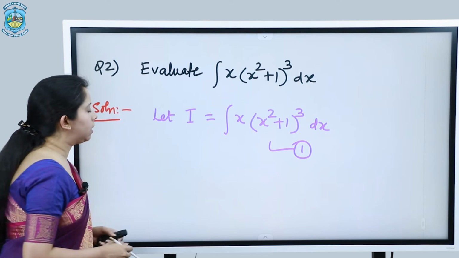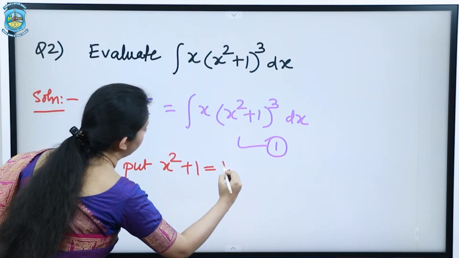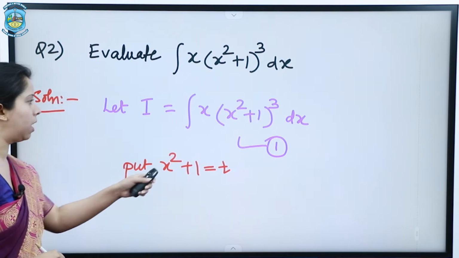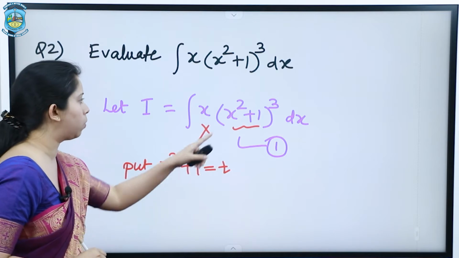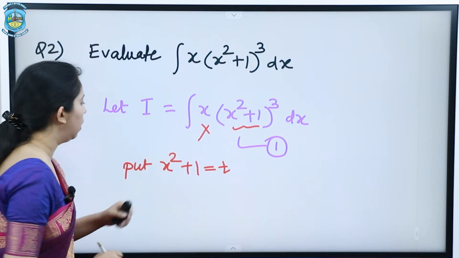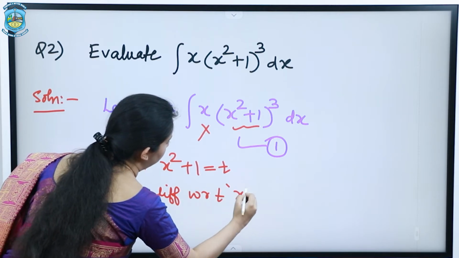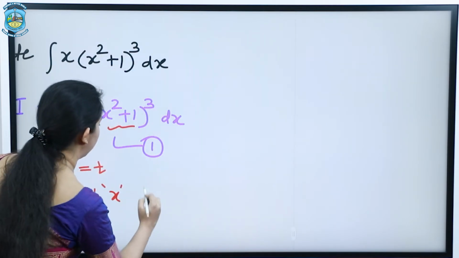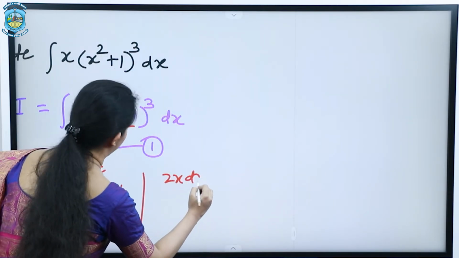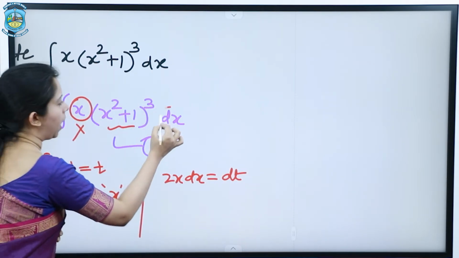So now we will take the substitution as x square plus 1. We'll assume it as t. Why are we taking the function x square plus 1 and not x? Because the derivative of x square plus 1 will give us 2x. And here, on differentiating both sides with respect to x, we will get 2x dx is equal to dt. So in equation number 1, I need the value of x and dx.